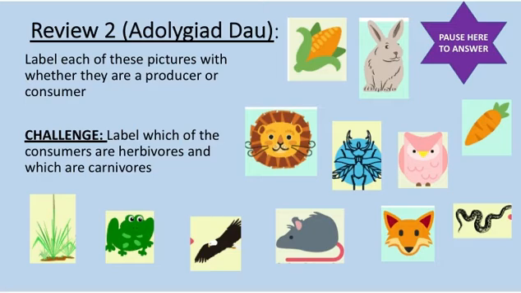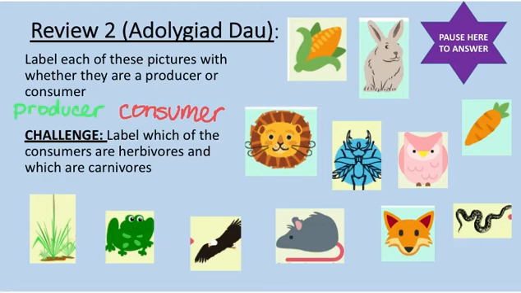Okay, so hopefully you're back. You've labelled all of these pictures. I'm going to use a color code to make it easier for you guys. So I'm going to do green for producer, red for consumer. Okay, so we'll do that first. So I'll go through and do all of the producers first. Okay, so I'll just put a little squiggle by each one.